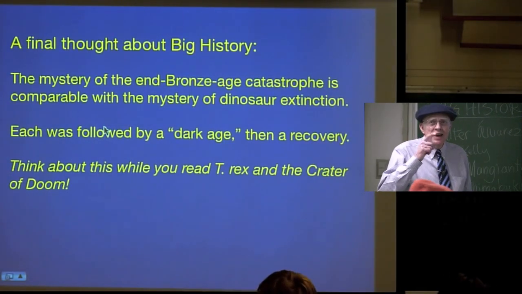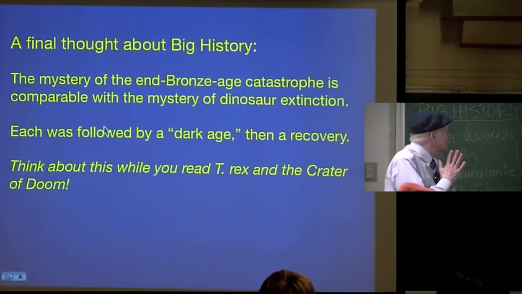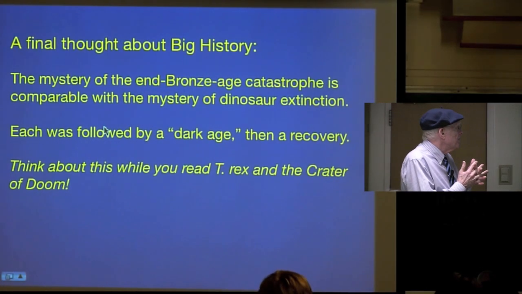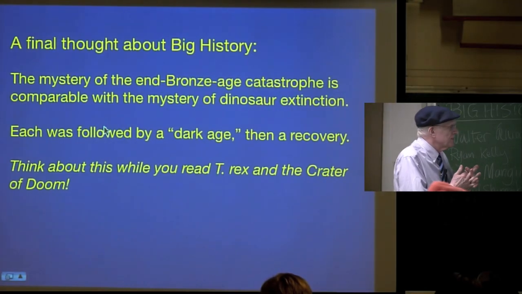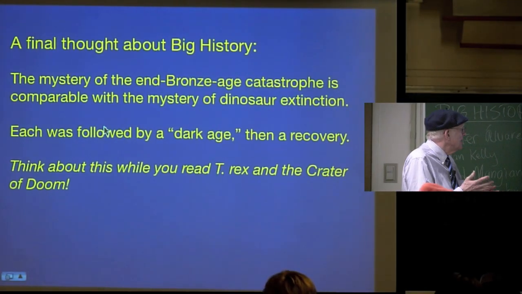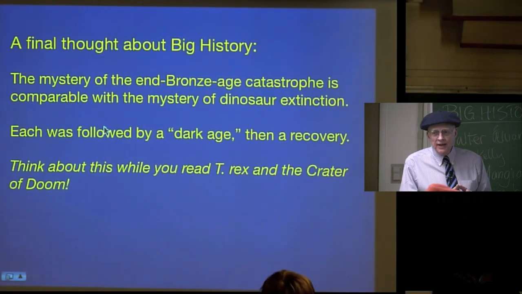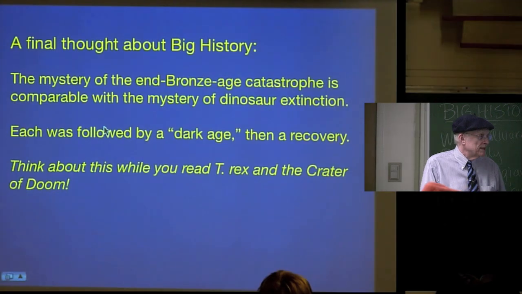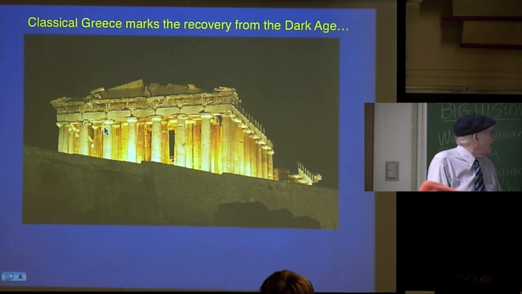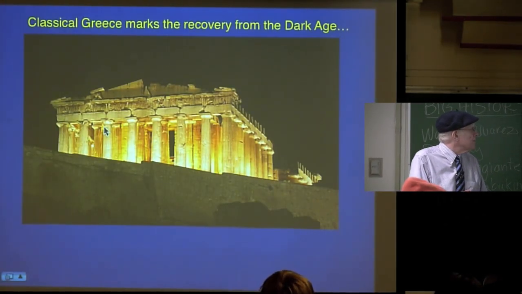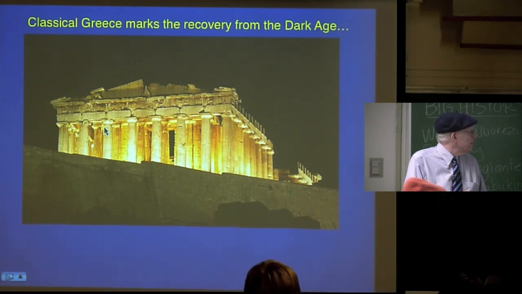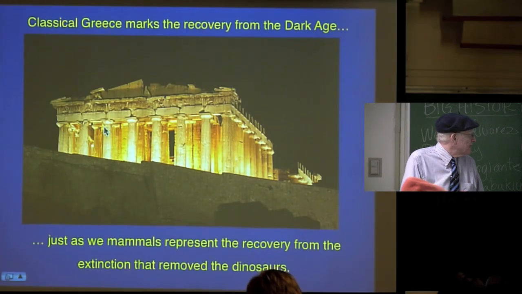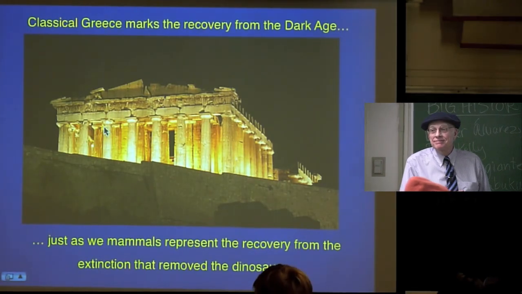And here's a final thought. I have just time for this. The mystery of the end Bronze Age catastrophe is comparable with the mystery of dinosaur extinction. In each case, each one was followed by a dark age and then by a recovery. So that's something to think about while you're reading T-Rex and the Crater of Doom. And you might say that classical Greece marks the recovery from the Dark Age, just as we mammals represent the recovery from the extinction that removed the dinosaurs.